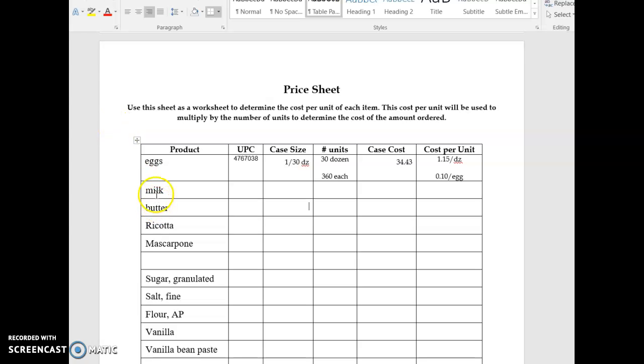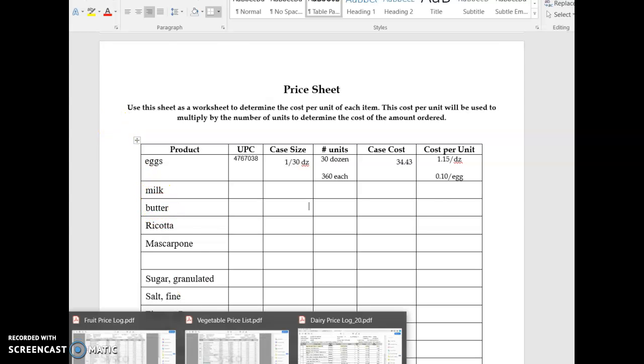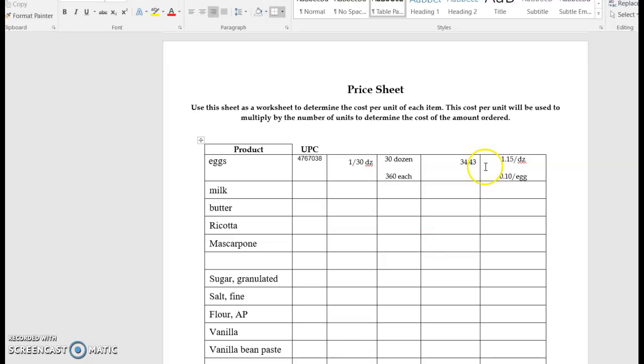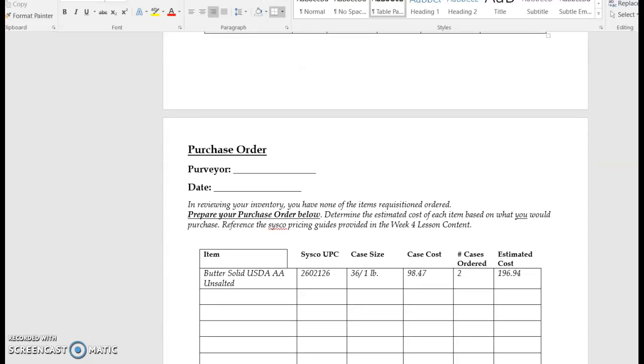So I'll do my next thing with the milk, finding that on my price guide here. Here we have milk homogenized gallon, 4 1-gallon containers, and here's my price. I'll continue on with filling in the information in this price sheet until I have all of the data that I need to continue on then with the purchase order, our next step in our next video.